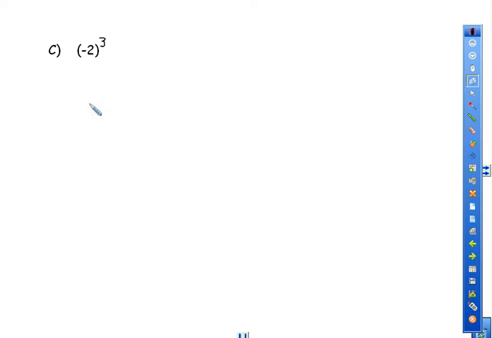Go ahead and solve this. And yes, that is an exponent up in the upper right-hand corner, and that is a 3. So go ahead and hit pause and solve. All right, so we end up with a negative 2 to the third power, which means negative 2 times negative 2 times negative 2.